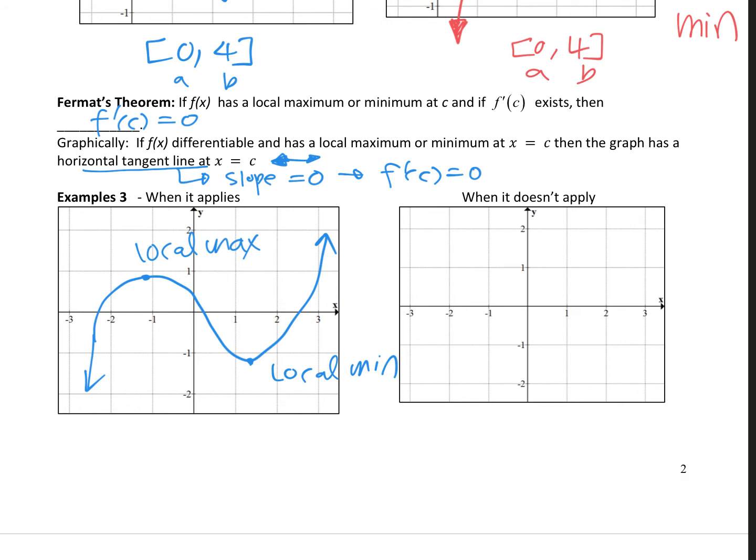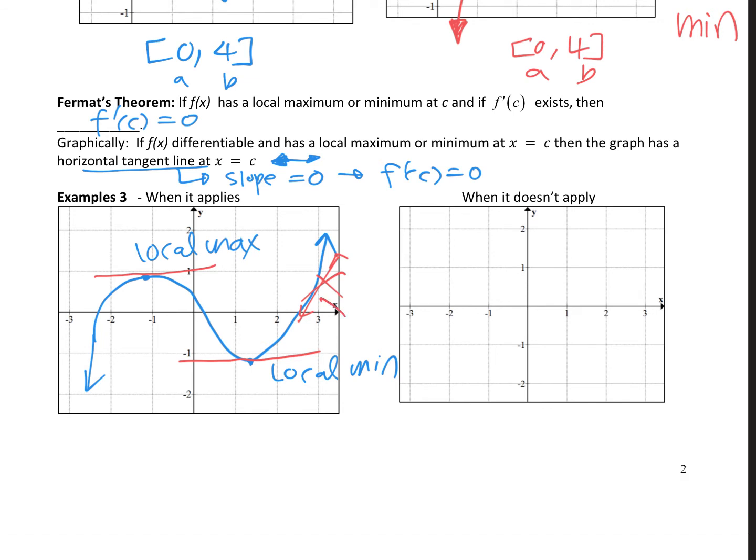And in terms of graph, when the derivative exists, it means it's not a sharp edge. It's smooth like that. So what that means is, if you look at the tangent line, it's horizontal. You can kind of see that. The tangent line is horizontal. So it's not like here. This is not when you have a local max or min.